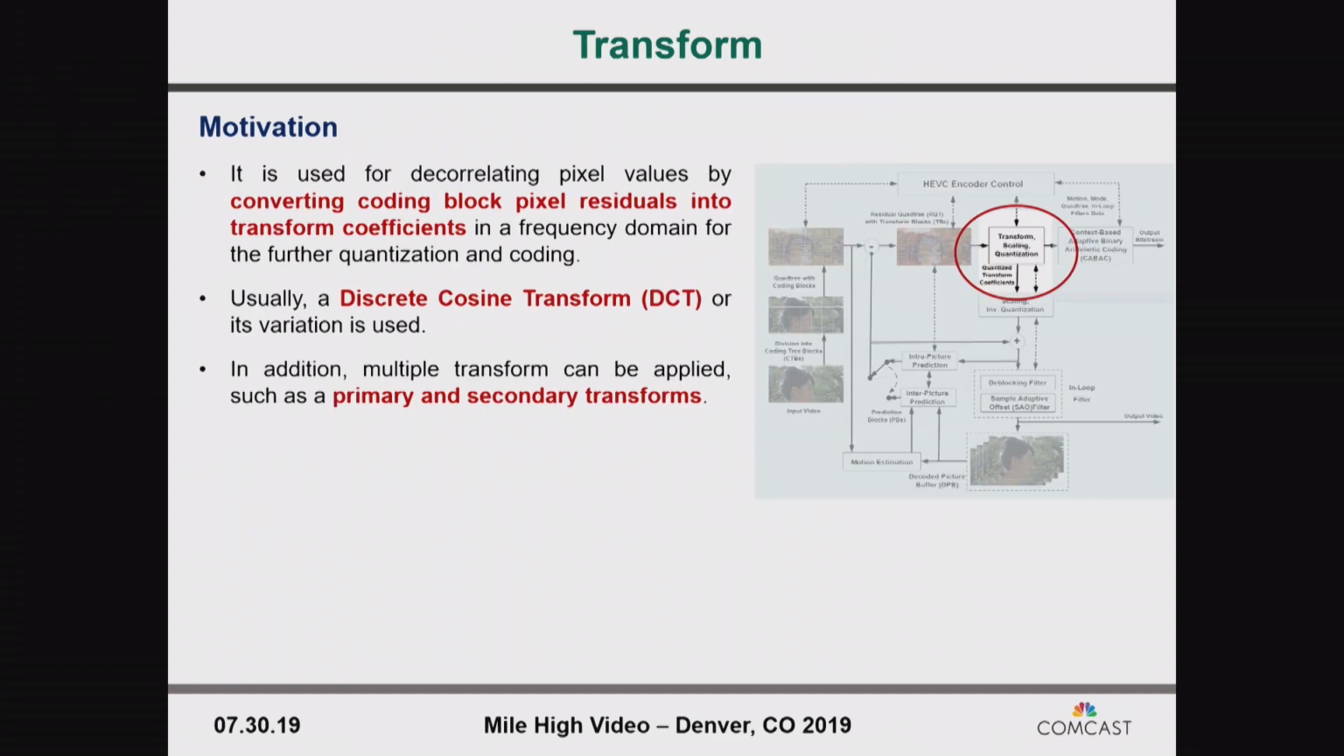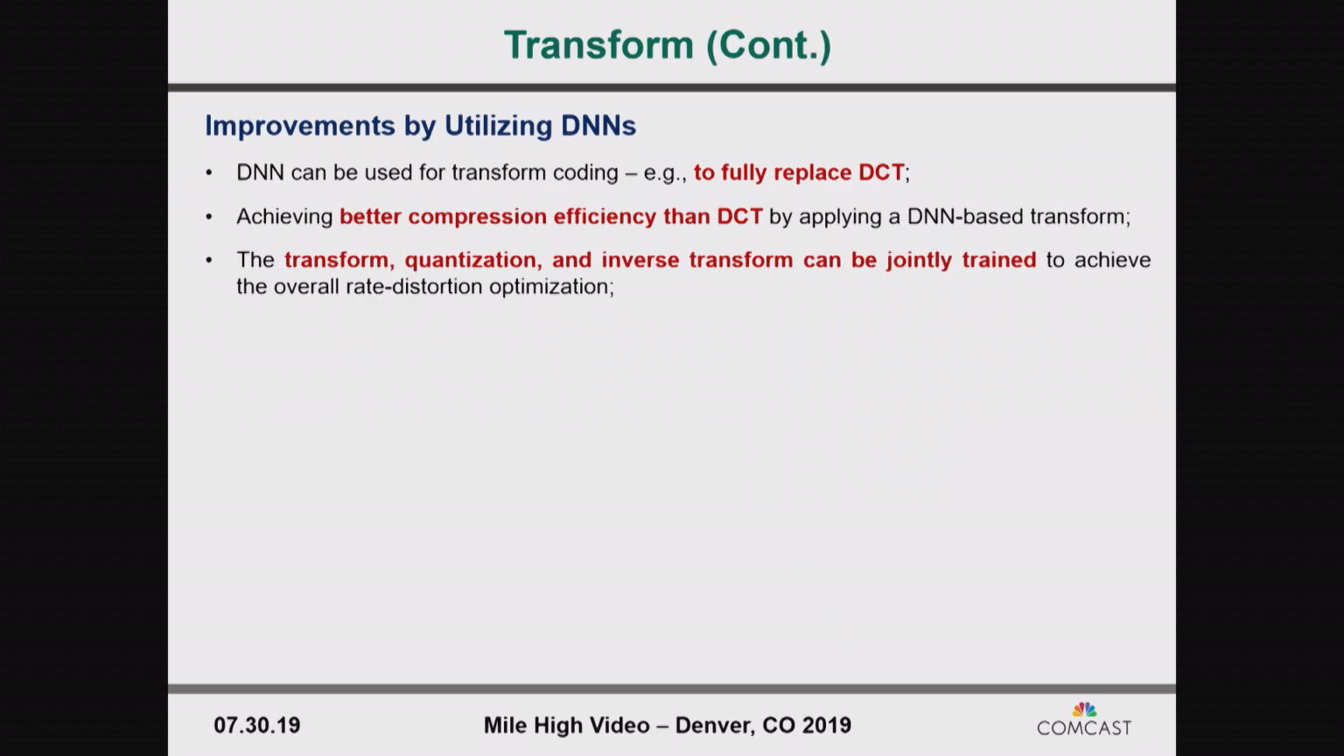Transform, this is an interesting case. As you know, most of the codecs use discrete cosine transform, also sometimes Hadamard transform, discrete sine transform, and so on. What we can do with a deep neural network, we can fully replace the transform, okay? We can fully replace the transform and get better compression efficiency than DCT, for example, right? Gain here is currently up to something like 9%.